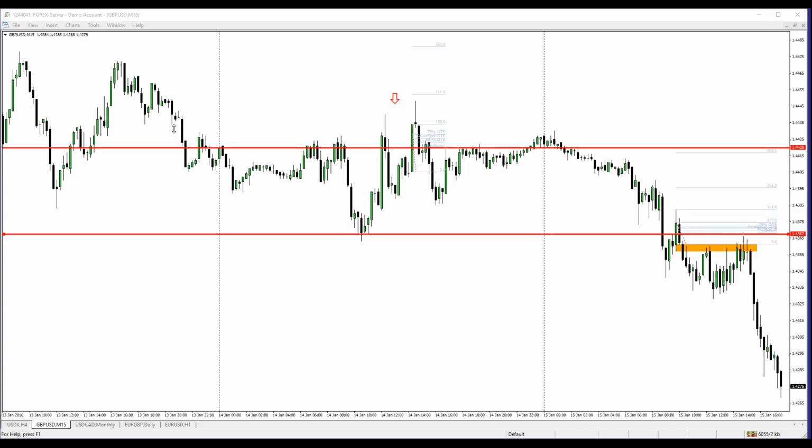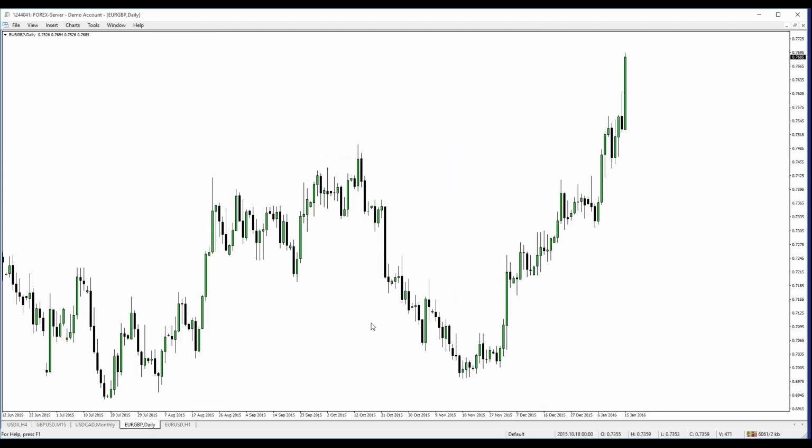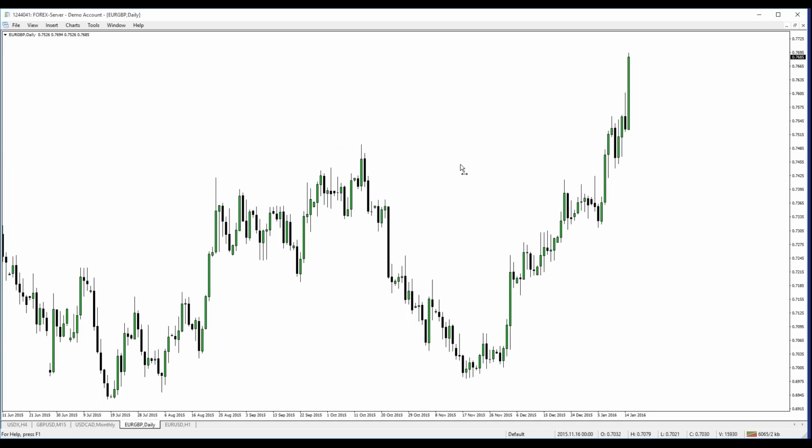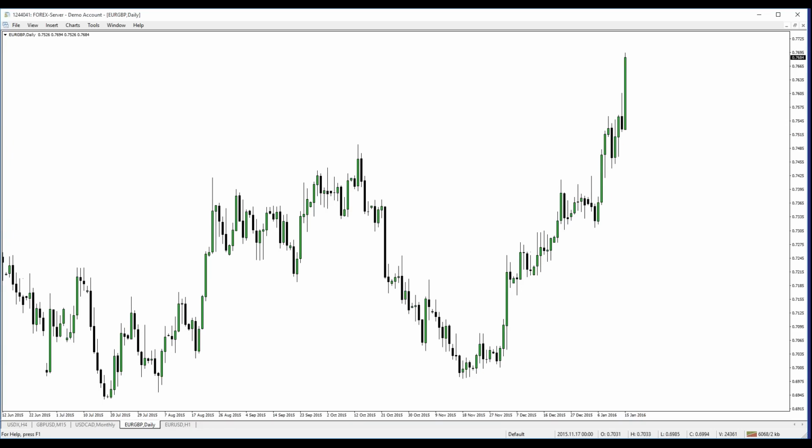Okay, if you're looking for SMT divergence, or correlated pair SMT divergence, I didn't want to do this, but it's really good that I do it because it's going to be a problem if I don't. Euro pound, I'm just curious, did anybody else expect this to go higher? Did we not call euro pound higher? We called this bad boy up.